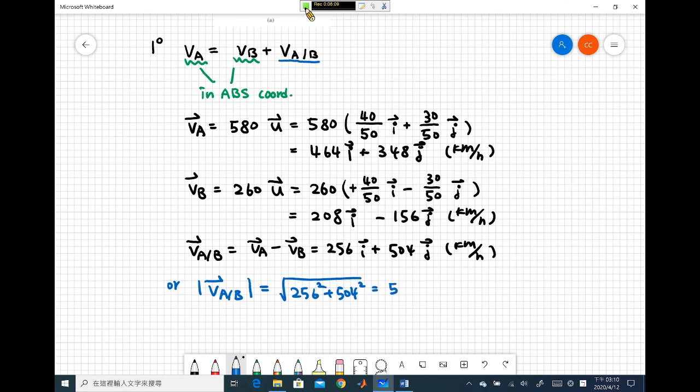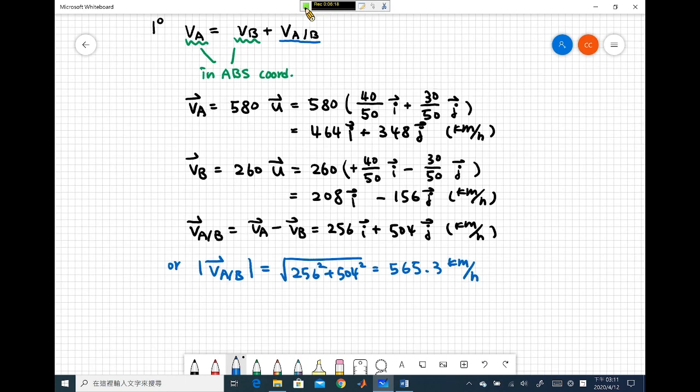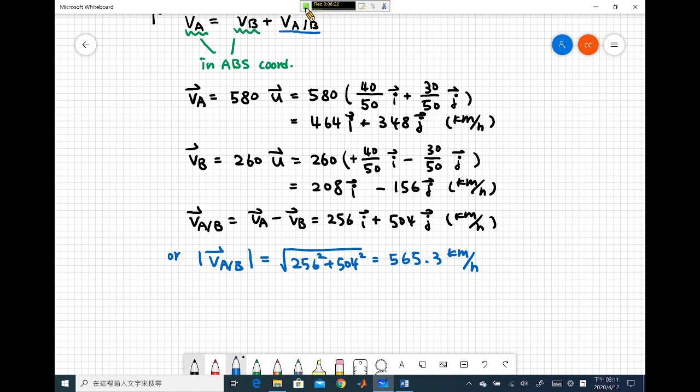So it will be 565.3 kilometer per hour, and the angle. The way we determine the angle is that it's from the positive x, right? From this positive x, you go counterclockwise to the current vector. So this theta will be your arctangent of the y component divided by the x component, right?